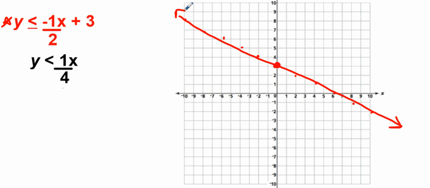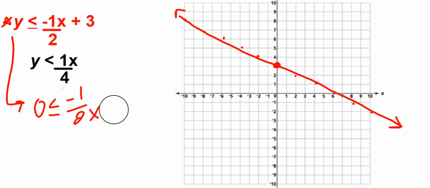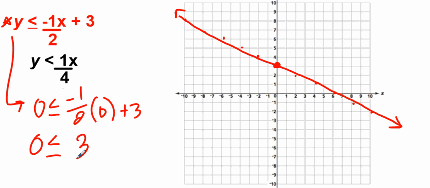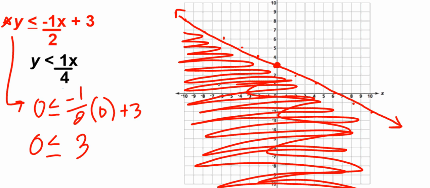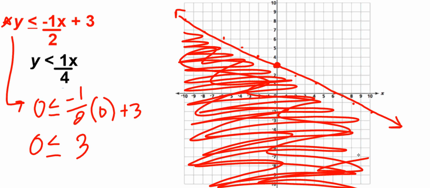I'm going to plug 0 in for y and 0 in for x of this first problem. So I have 0 is less than or equal to negative 1/2 times 0 plus 3. So 0 is less than or equal to 3. Is that true? It is true. So I am going to shade the part that has 0, 0 because that's the point I plugged in. So if the statement is true, you shade whatever point you plugged in.